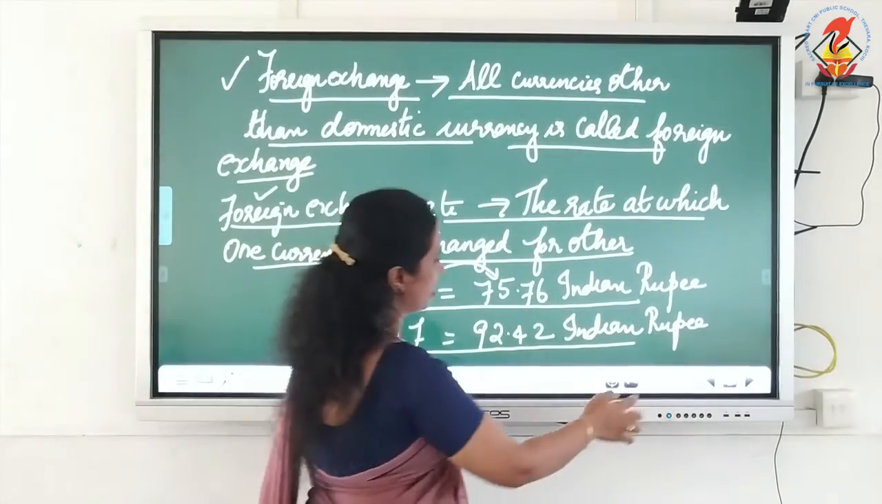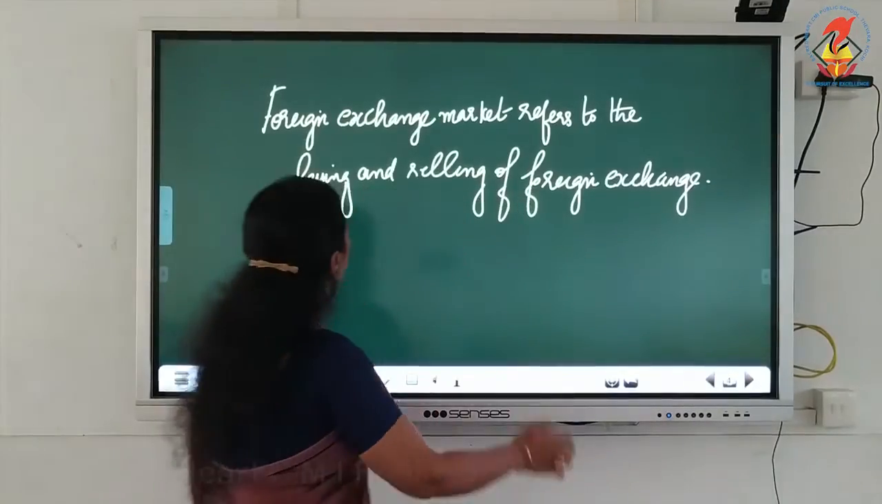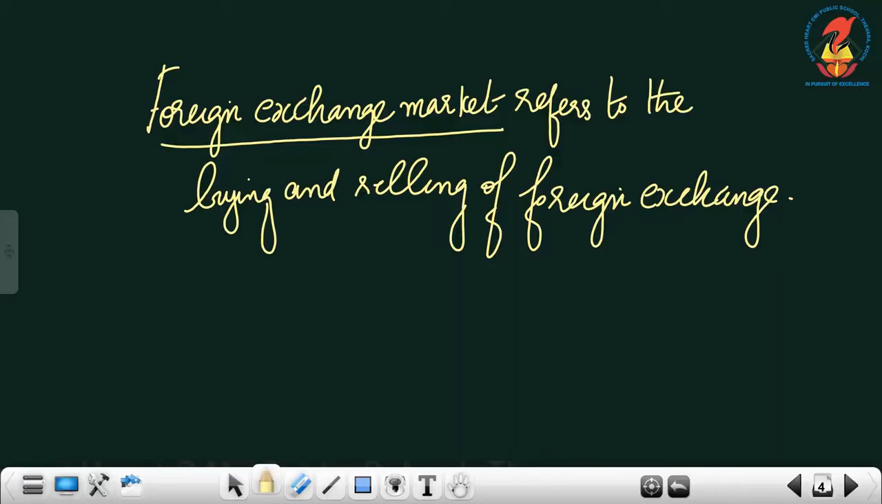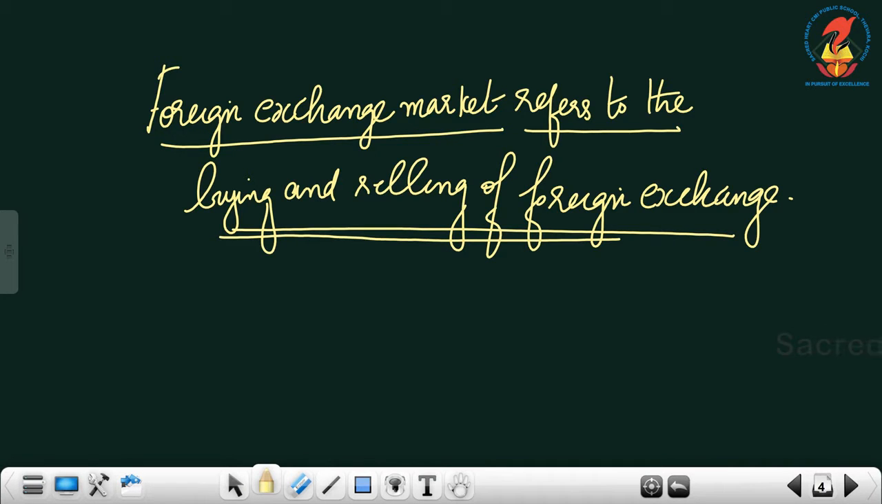Now, the next one is foreign exchange market. That is the other term that we have to be familiar with when we learn this particular chapter. What is foreign exchange market? It refers to a system where the foreign exchange is bought and sold. It refers to buying and selling of foreign exchange.